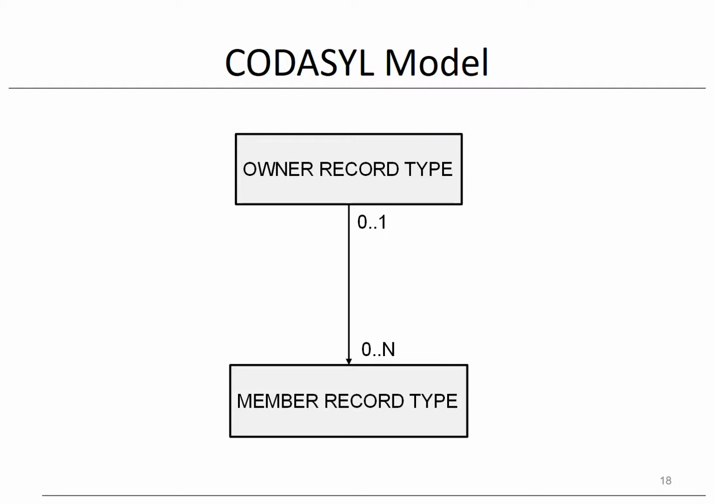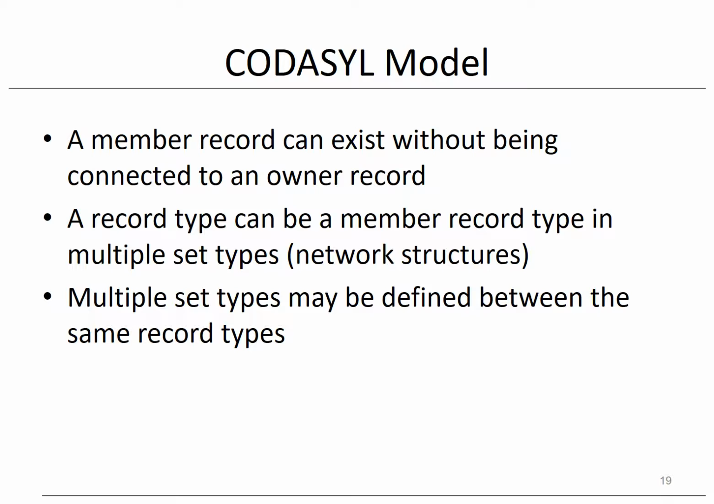This figure shows a Codasyl set type with the corresponding cardinalities. An owner record can be connected to minimum 0 and maximum n member records. A member record can be connected to minimum 0 and maximum 1 owner records. Hence, a member record can exist without being connected to an owner record or can be disconnected from its owner. This is a key difference with the hierarchical model.